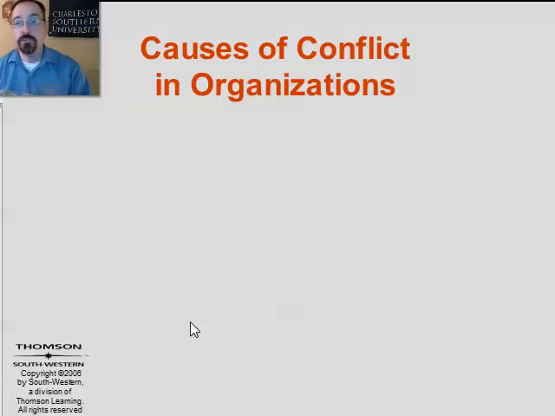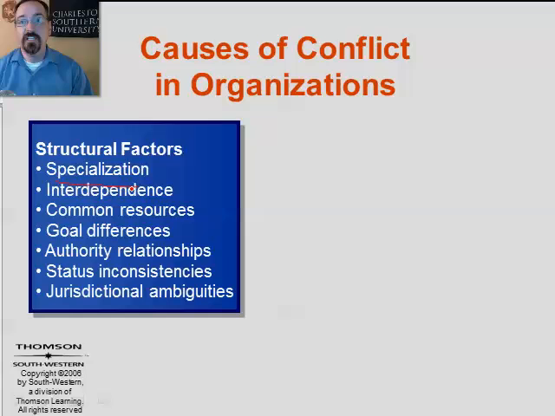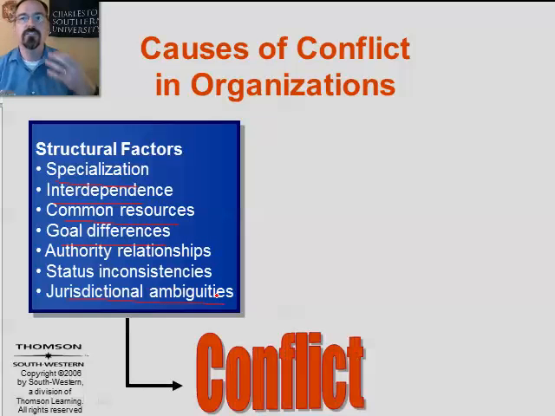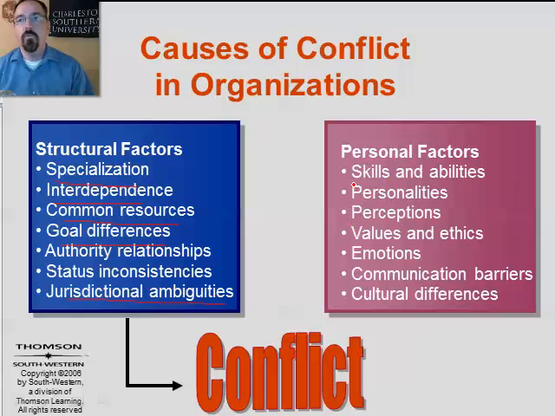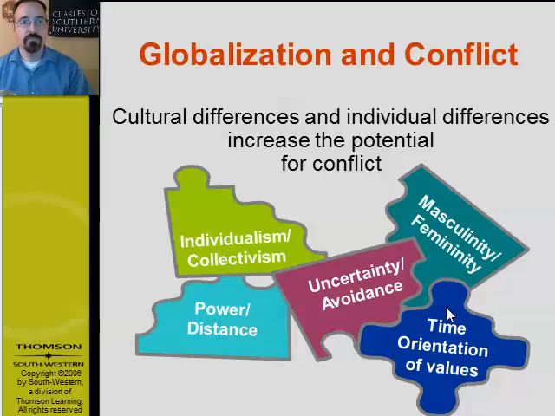Causes of conflict are either structural or they're personal factors. Structural factors are things like specialization, the way that you see it is different than somebody else in a different specialization, interdependence, common resources, goal differences, jurisdictional ambiguities. Okay, that's structural kind of issues. And then there's the personal side. So what kind of skills do you bring to the table? What kind of personalities are at play? What values, ethics, emotions, things along those lines, cultural differences come into play. Both sides can cause conflict. Now, cultural differences are important.